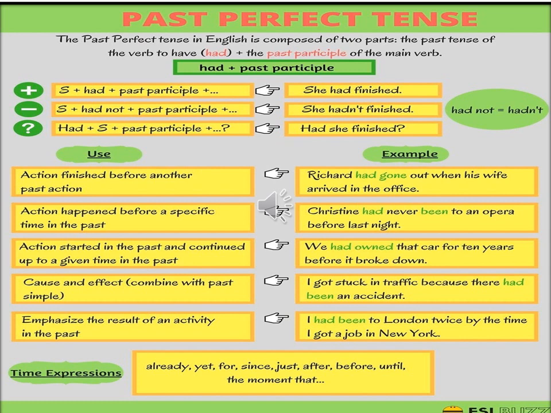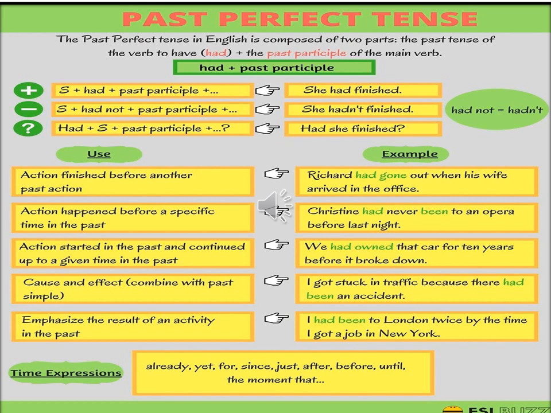See children, whenever we use past perfect tense, then there is a reference to simple past tense in the same sentence. And the action which happened first is expressed by using past perfect, and the action which happened later is expressed by using simple past tense.